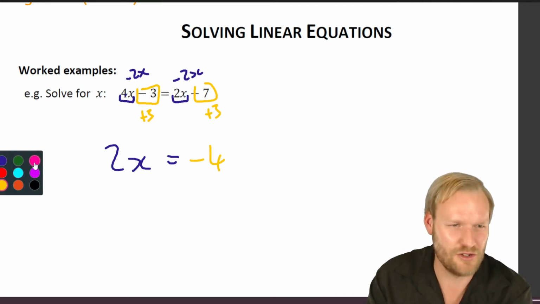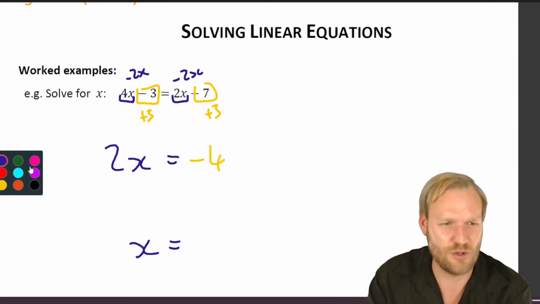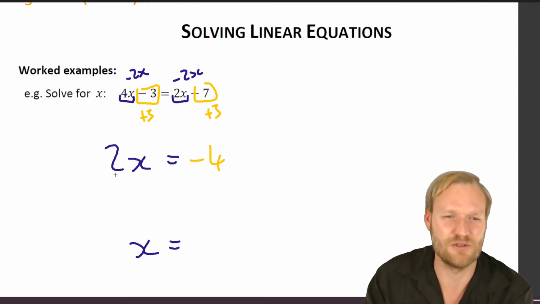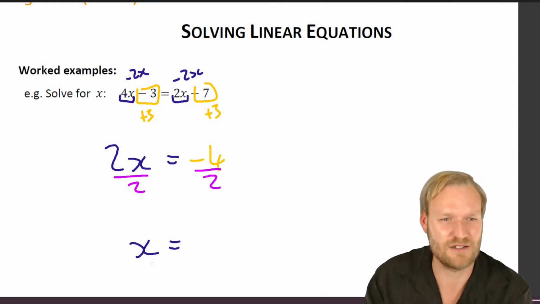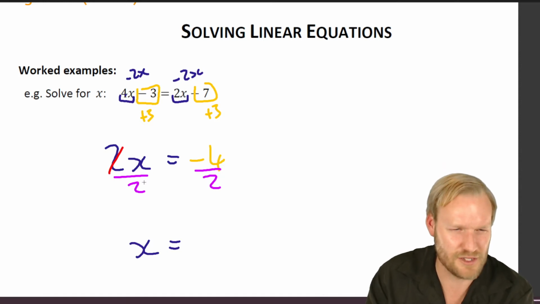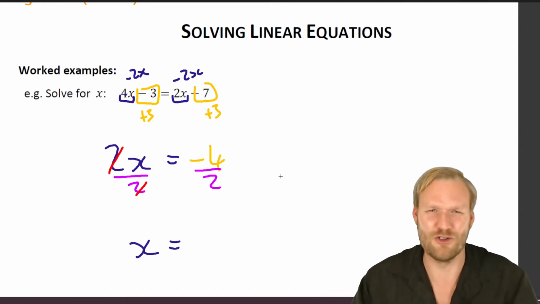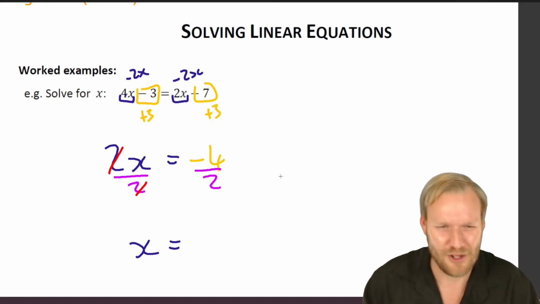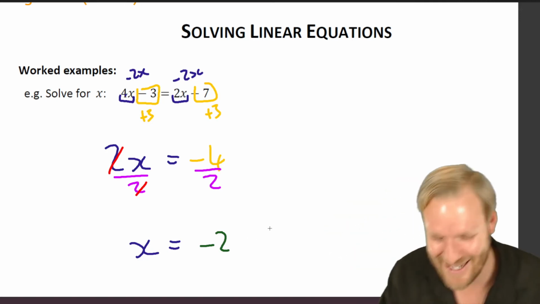Okay, so our final step, of course, is that we want x, not 2x. So what do we need to do to each side of our equation? Well, we need to divide by 2, because we're dividing by the coefficient of x. So 2x over 2 is x, because now we've done a few of these, the 2's cancel out. And minus 4 over 2. What is minus 4 over 2? I think it's minus 150. No, it's just minus 2, right? Okay, so there's our first example.